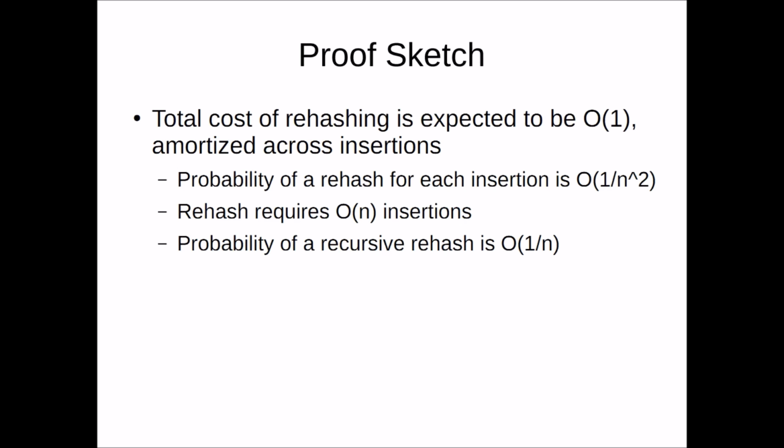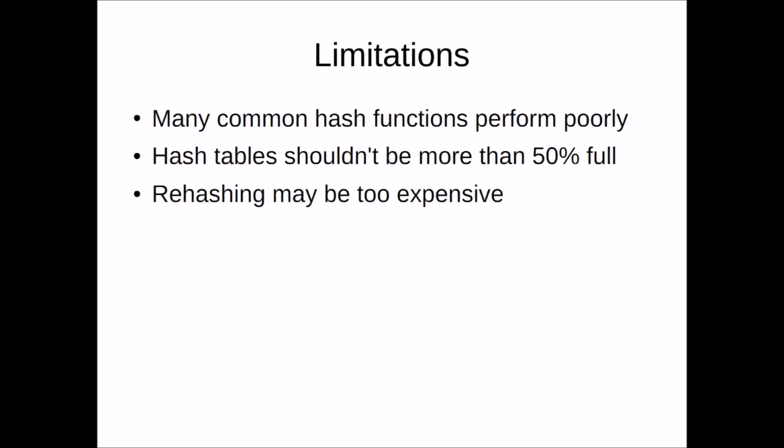Secondly, we want to show that the total cost of rehashing is expected to be constant across all of the insertions. The key here is to find that the probability of a rehash for a given insertion is O(1/n^2). Then from that we can deduce that the probability of a recursive rehash is O(1/n), and thus only incurs lower order terms. Then if we multiply the cost of rehashing times the probability of rehashing and the total number of items we insert, we find that this amortizes to be constant across all of the insertions.